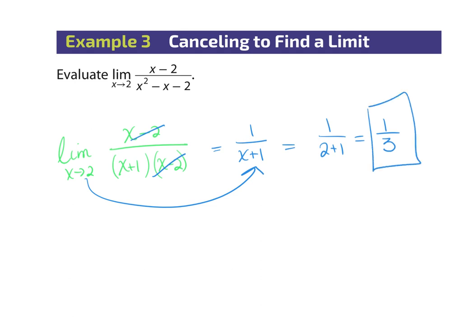So if I were to draw that graph from left and right, I would be approaching 1/3. At that particular number, there would be a hole. But going towards 2 from the left and towards 2 from the right, my graph would be approaching 1/3. Even though at that point I would see a hole there, my limit would still be 1/3.